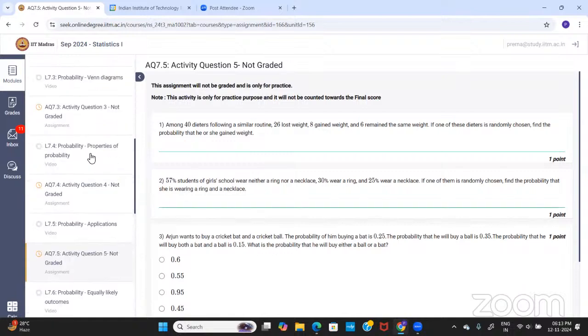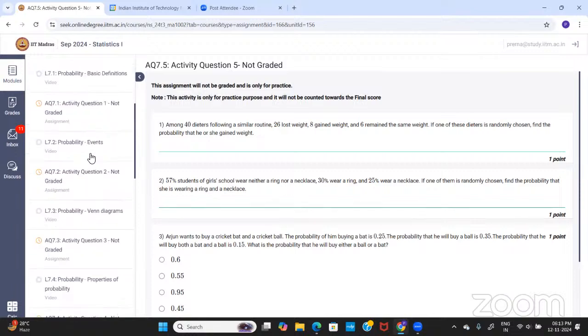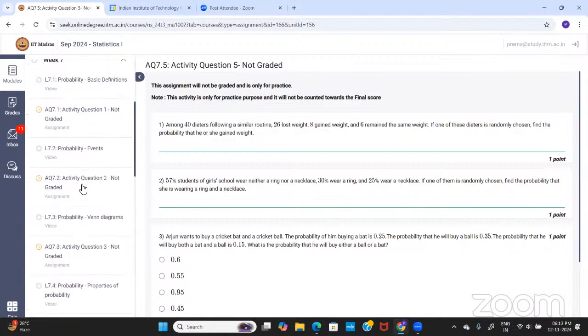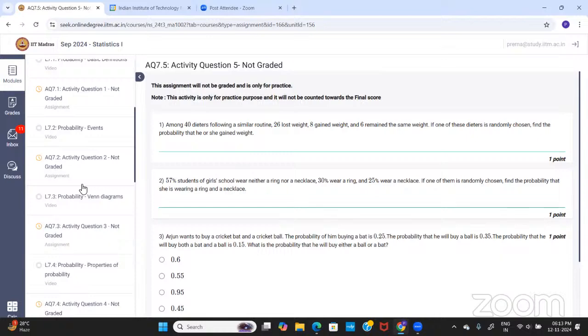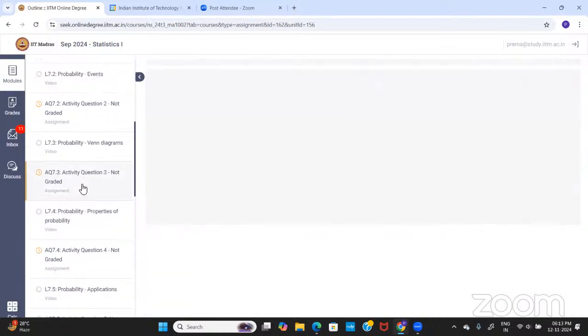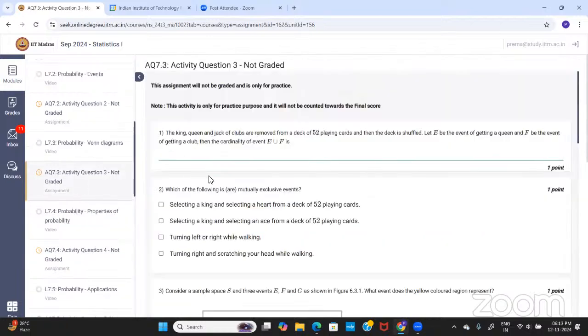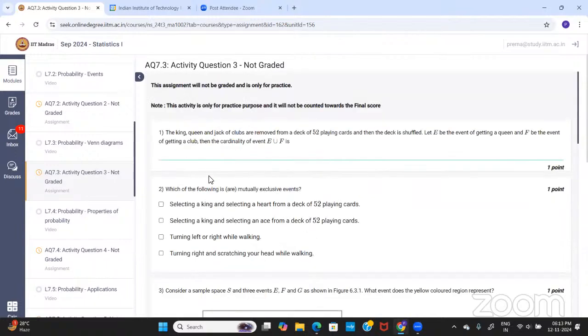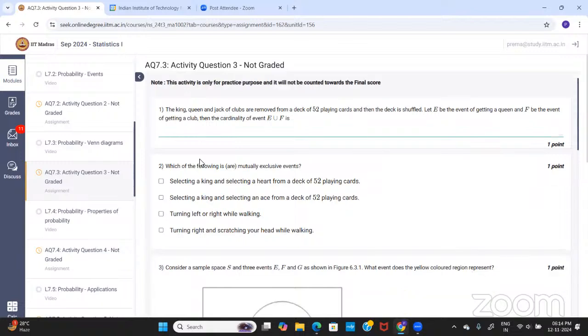So you have done only 2 activities, 7.1 and 7.2. So let's start from 7.3 and start solving one by one. If you get stuck, then you can ask. For the first question, first you try, then I will solve.